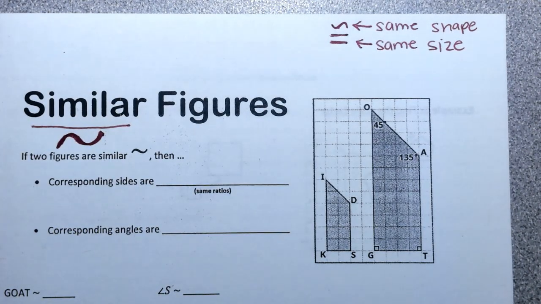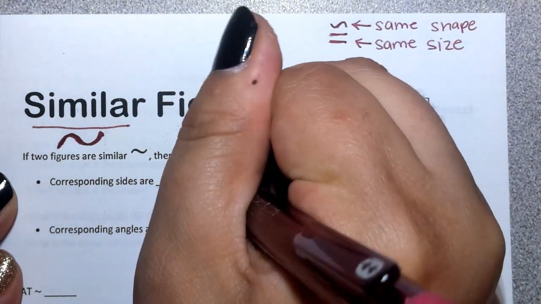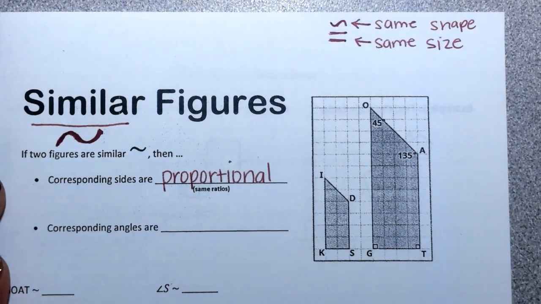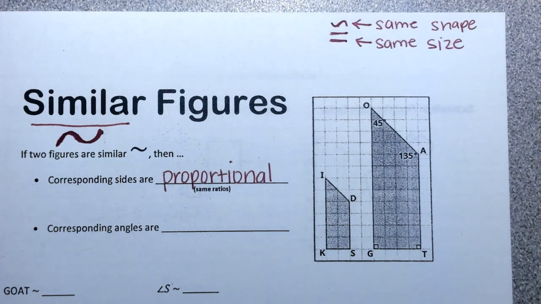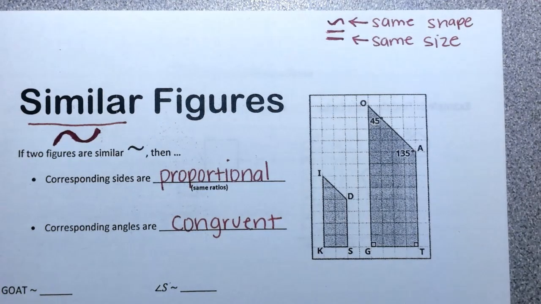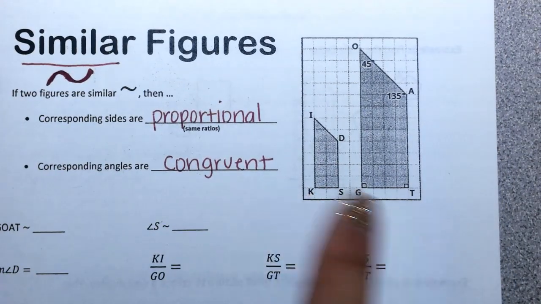So if two figures are similar, then their sides are proportional, meaning when you divide them, you get the same number. And their angles are congruent. For similar figures, the sides are proportional, meaning when you divide them, you get the same answer. But their angles are congruent, meaning, do y'all agree I have two similar quadrilaterals right here?